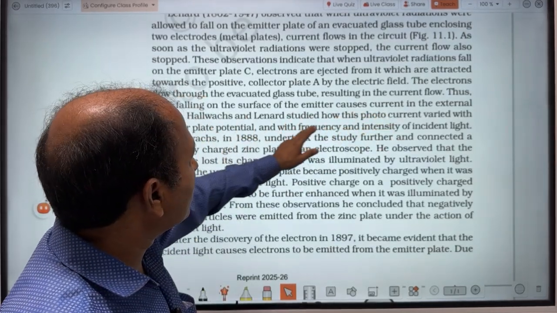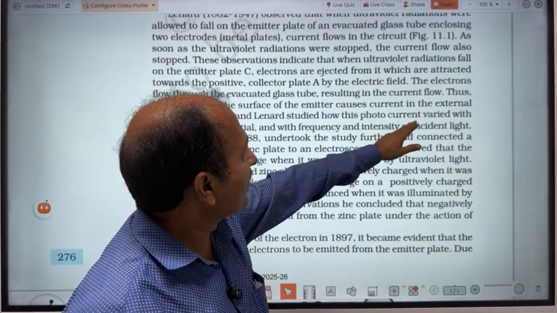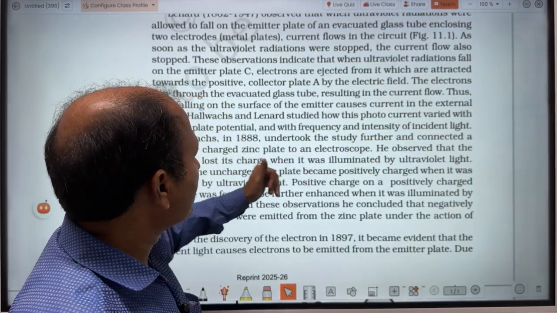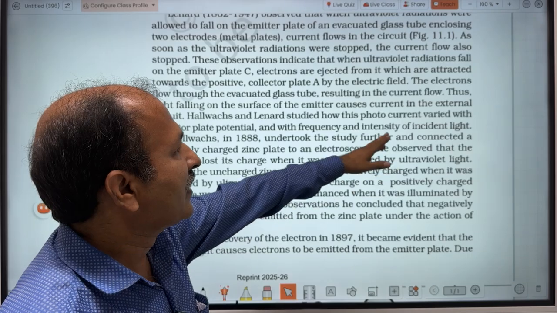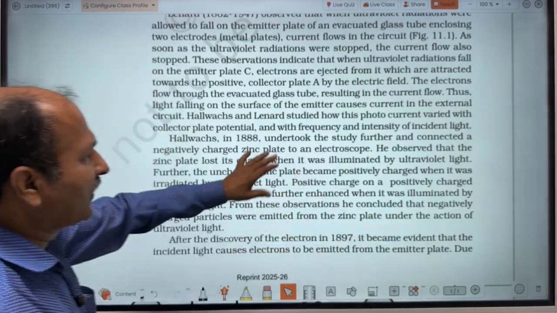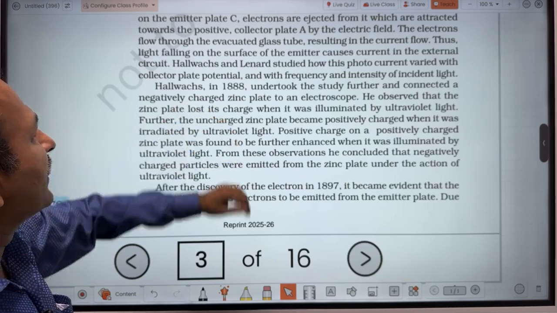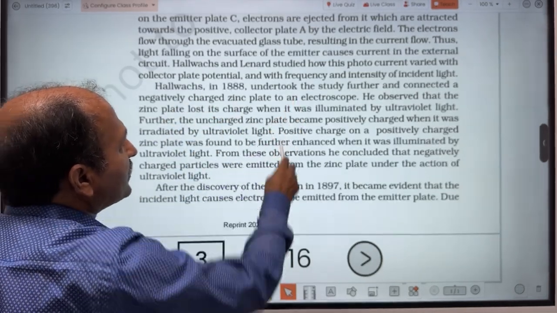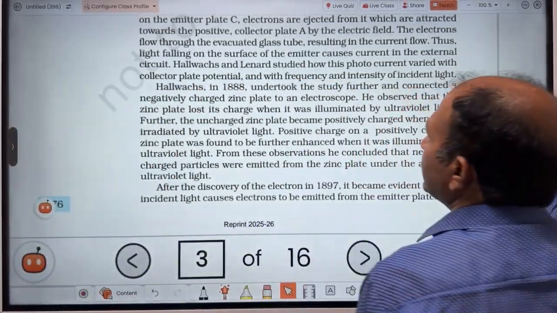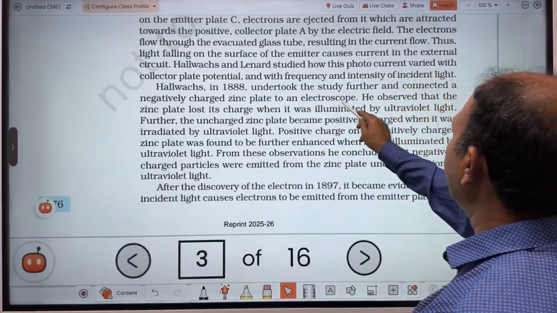Hallwachs and Lenard studied how this photoelectric current varied with the collector plate potential and with frequency and intensity of incident light. So graphically we will study these things. Then Hallwachs in 1888 undertook the study further and connected a negatively charged zinc plate to an electroscope.